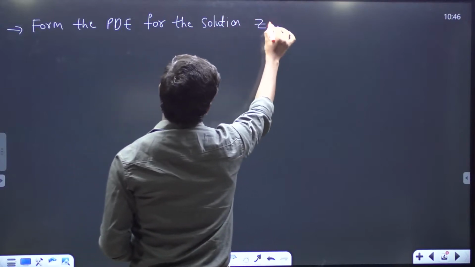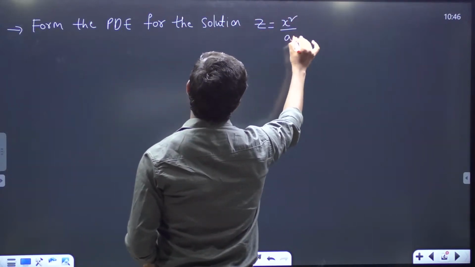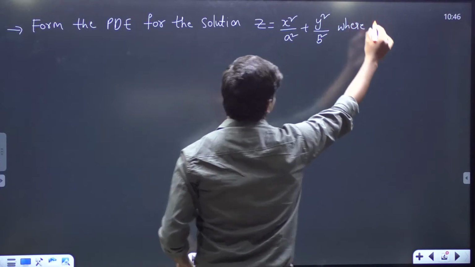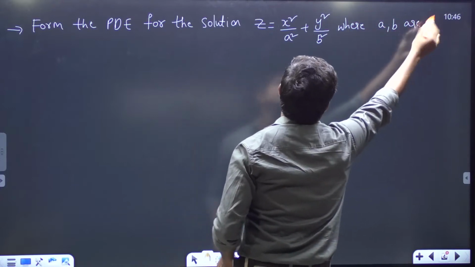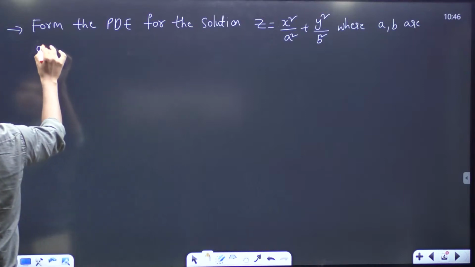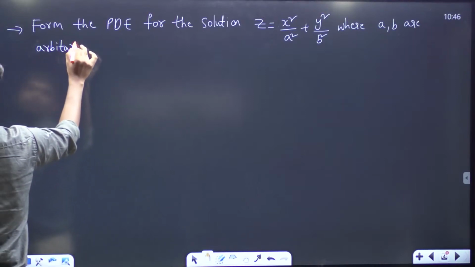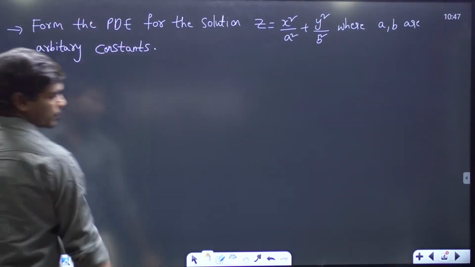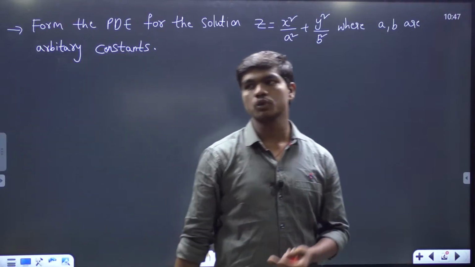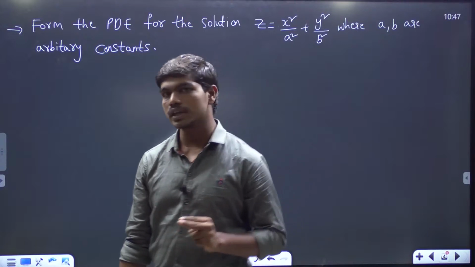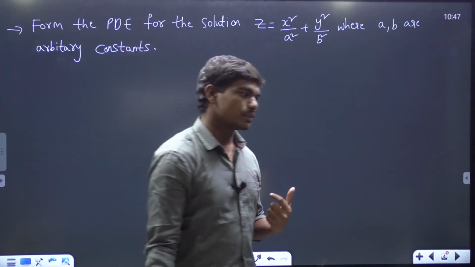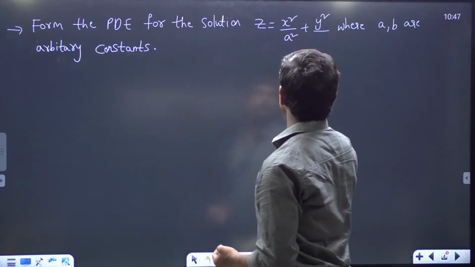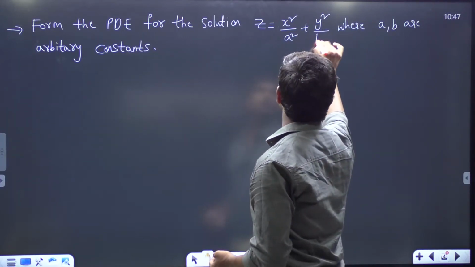Z is equal to x square by a square plus y square by b square, where a, b are arbitrary constants. So please try out this question. You have two independent variables x and y, and also two arbitrary constants a and b. So please try to eliminate them and tell me the answer. This is y square by b square. If someone has an issue with this, you can look at this b square.